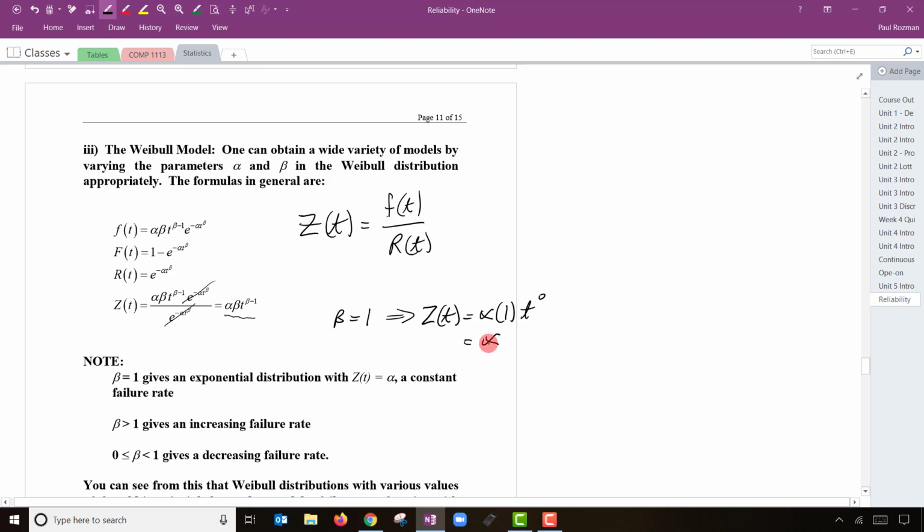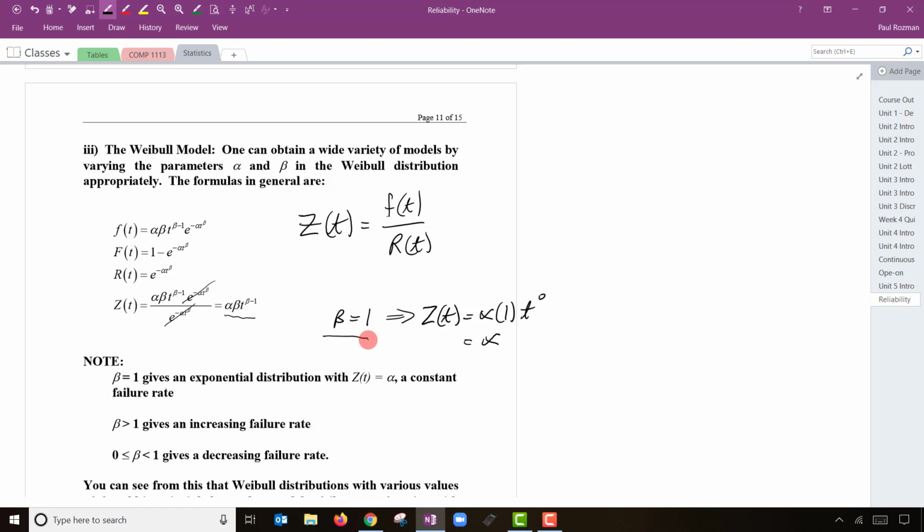And remember, we said that the Weibull distribution was a more general case of the exponential distribution. So technically, we don't even need the exponential distribution if we have the Weibull. It's just a Weibull distribution with beta equals 1. That's what an exponential distribution is.